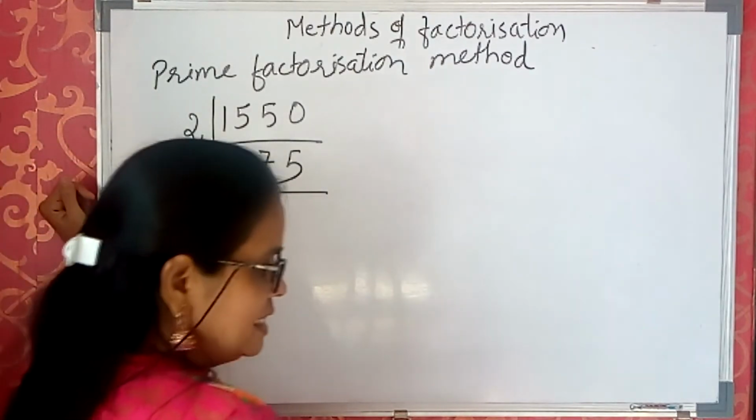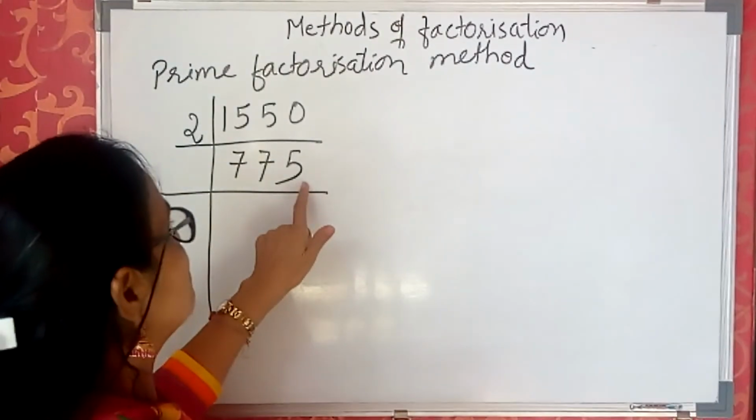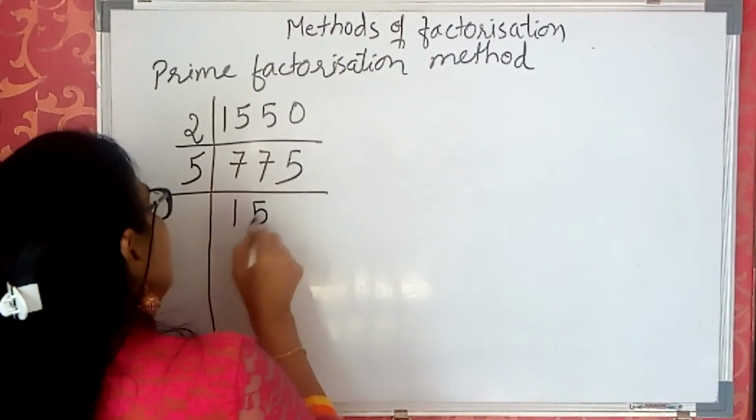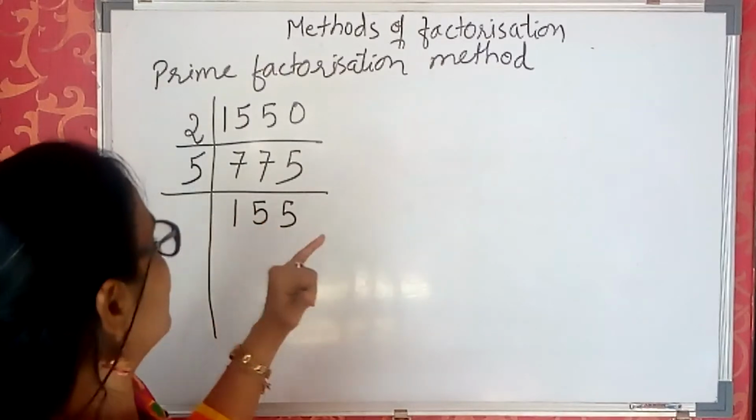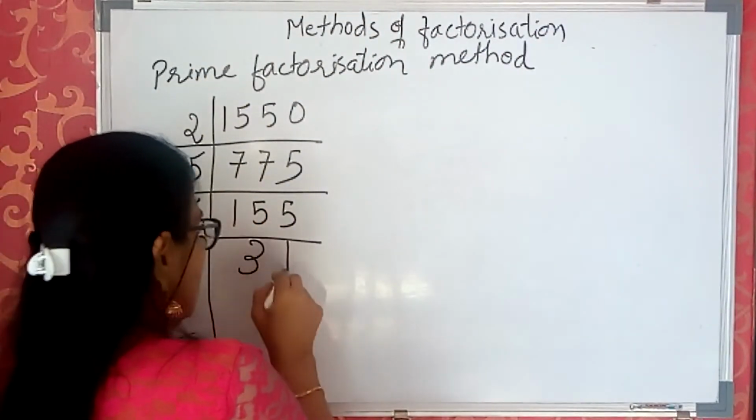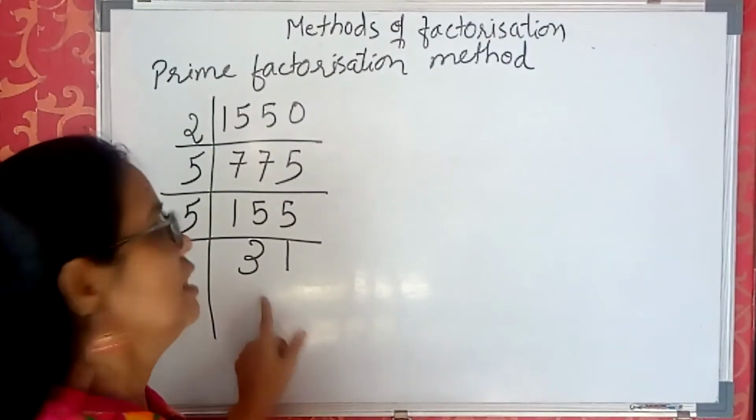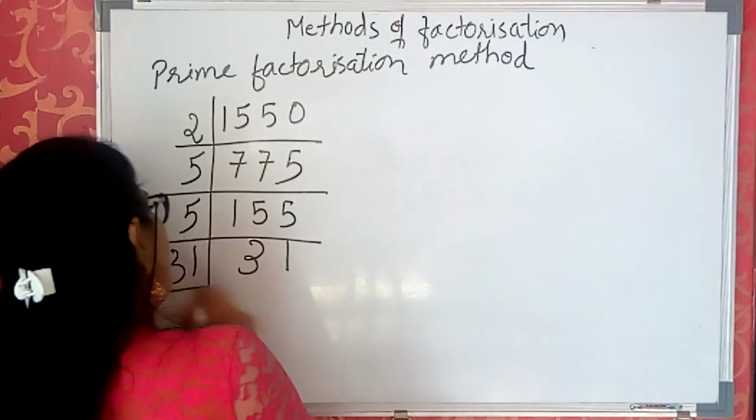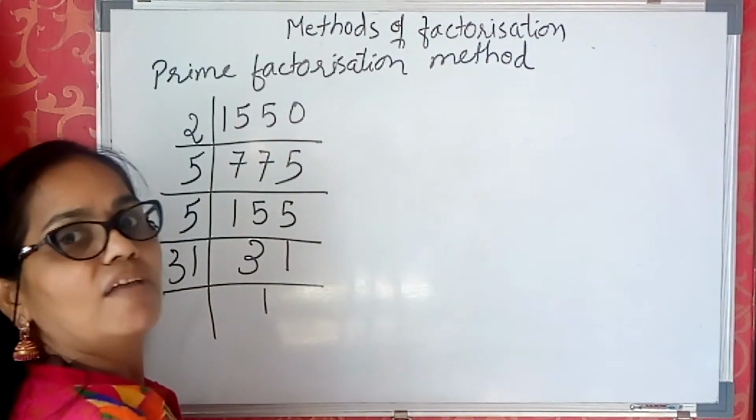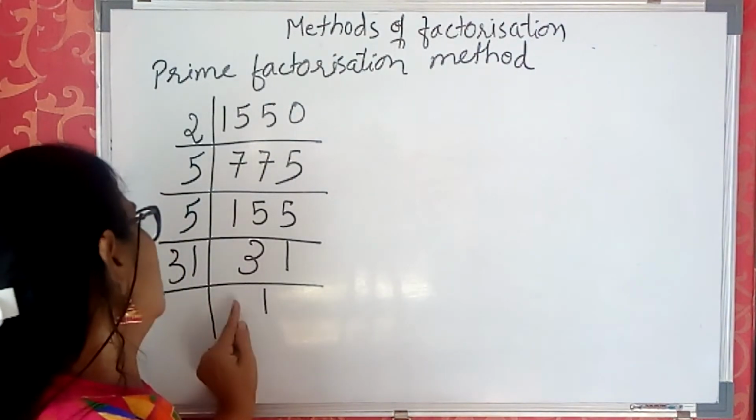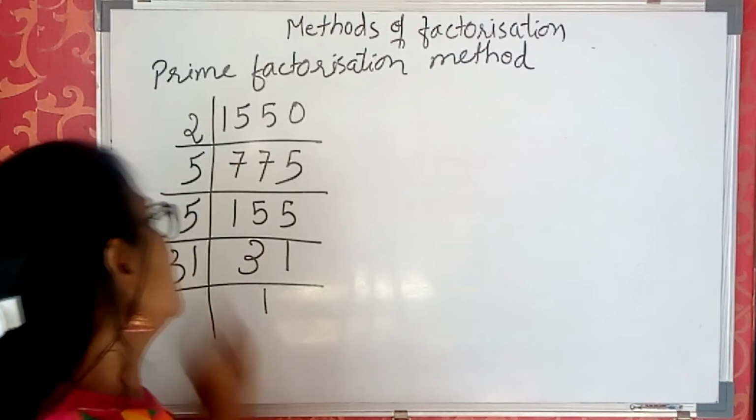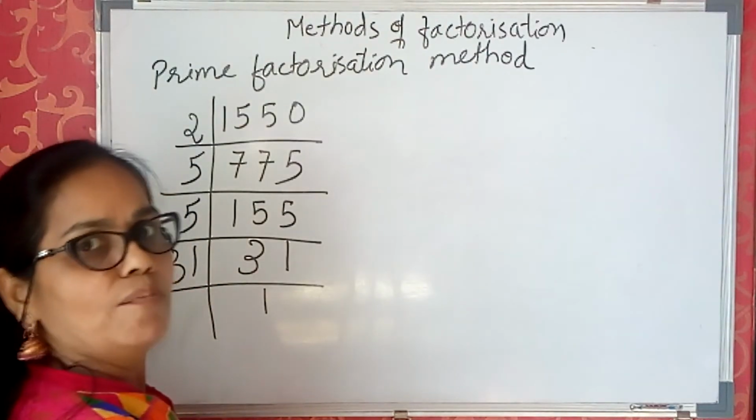Now 775. So check divisibility by 5. When you divide this by 5, you will get 155. Again divisible by 5. Then it is 31. Till you get 1, this 31 also. This way you are finding the factors. So this method is called the prime factorization method. Till you get 1, you should do the factorization. Is that clear? Now these are all prime numbers.